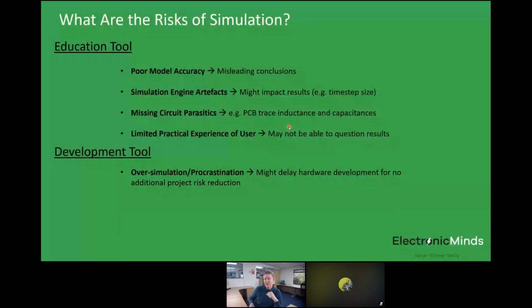So be careful of over-simulating. Simulation should be used just enough to de-risk your project and then go on and build your hardware.